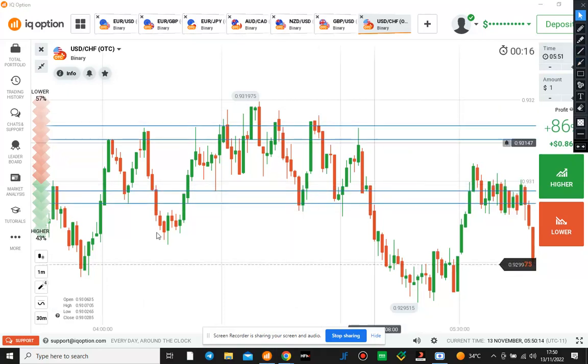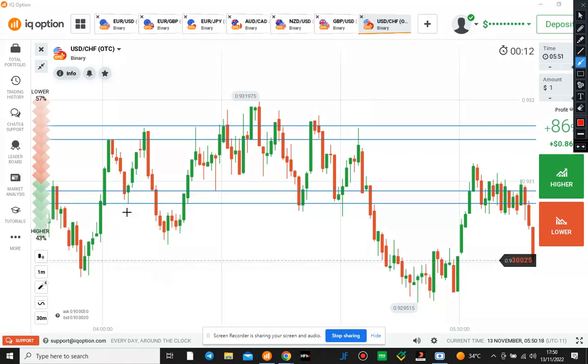Okay. So now, what do we see here? When the price reaches this point, we have a rejection hammer candlestick. The market reverses to the upside. We have a huge rejection.